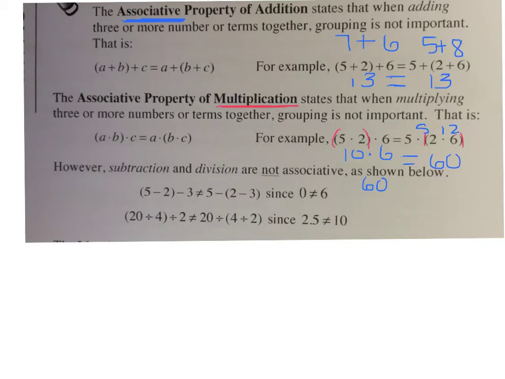All right, so those we just saw equal each other. Now, subtraction and division are not associative. You guys know why, because the order you subtract and divide does matter. When you're subtracting and dividing, the order matters no matter how you group it, so those would not be associative.